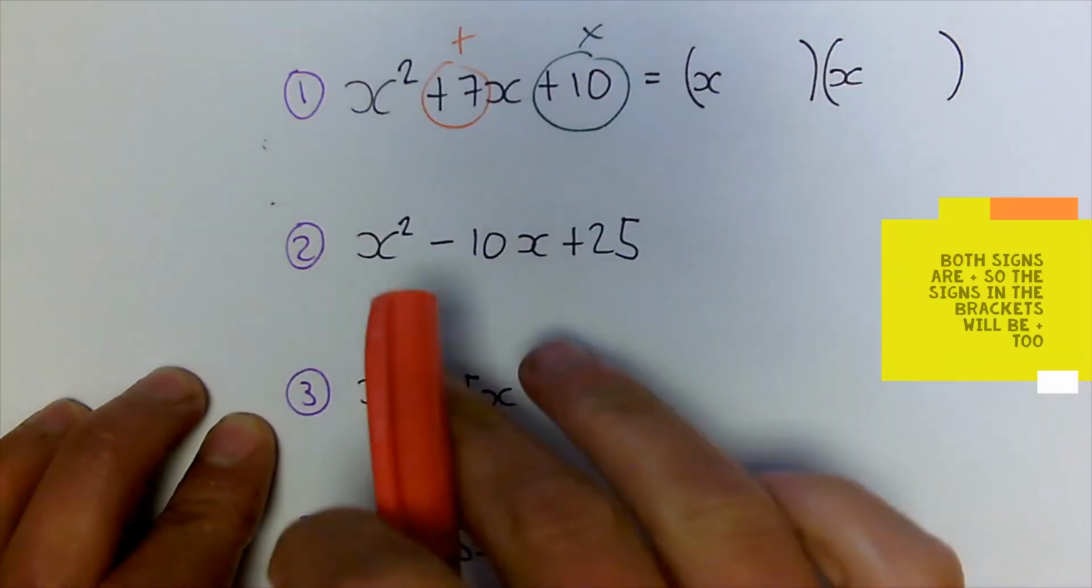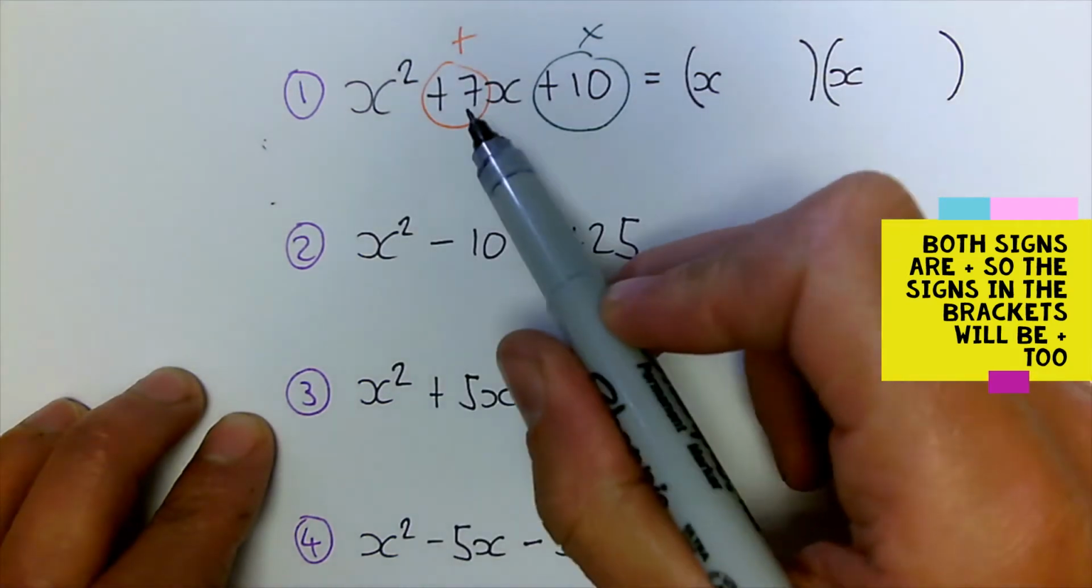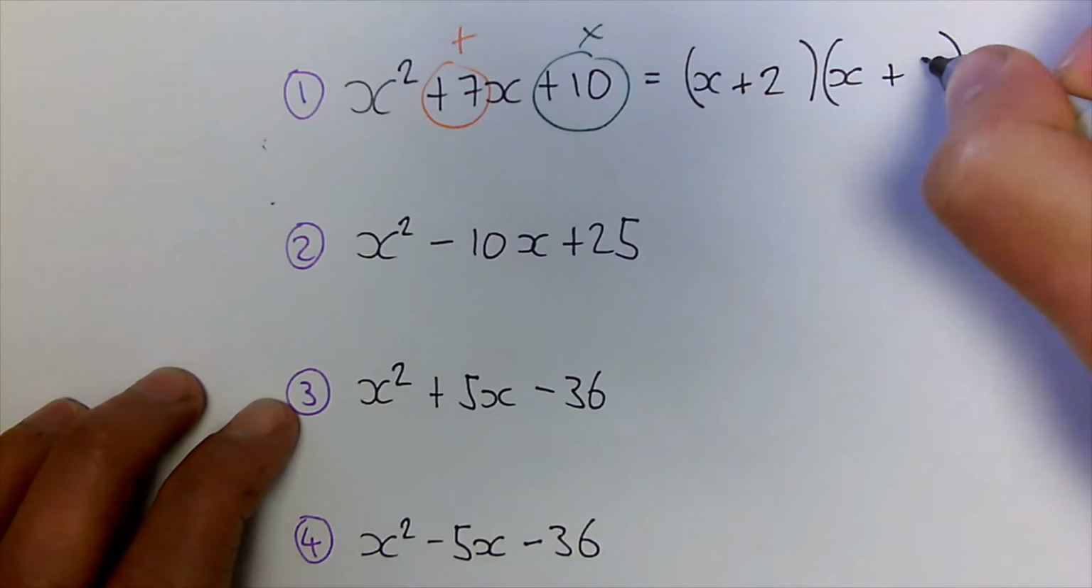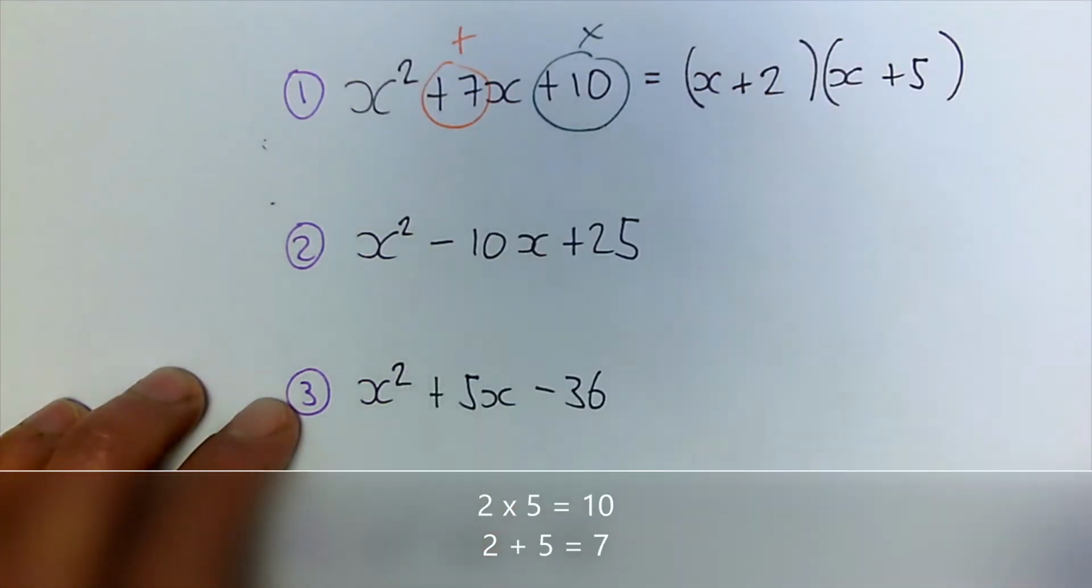And it's the same idea for each of these. So 2 numbers that when you multiply you get 10, and you add to get 7, are 2 and 5. So in here we write plus 2 and plus 5. And you can expand this bracket to check that you get the original.